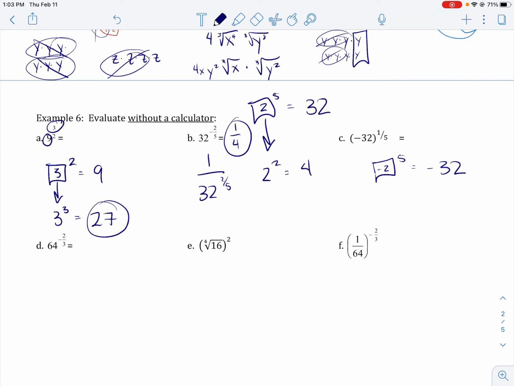Okay? And so negative 2 raised to the 5th power is equal to negative 32. So then we take that number, raise it to that numerator power. And so our answer is just negative 2.